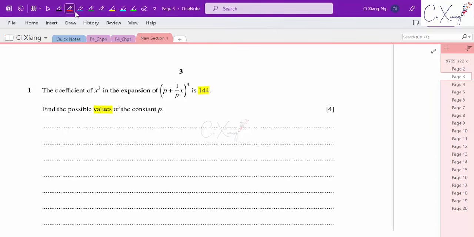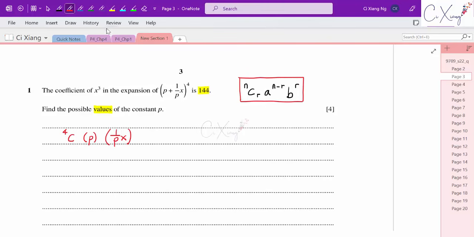Okay, so this is basically binomial expansion. For binomial expansion, the general formula will be nCr, then the first term power n minus r, and the second term with the power r. If I try to apply this formula in my expansion here, basically I should have 4C something. First term is a p power 4 minus something, and also 1 over p x power something.